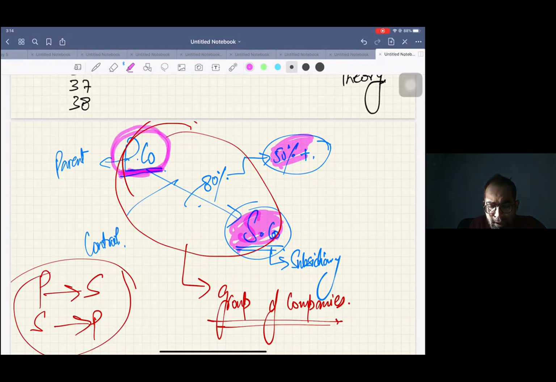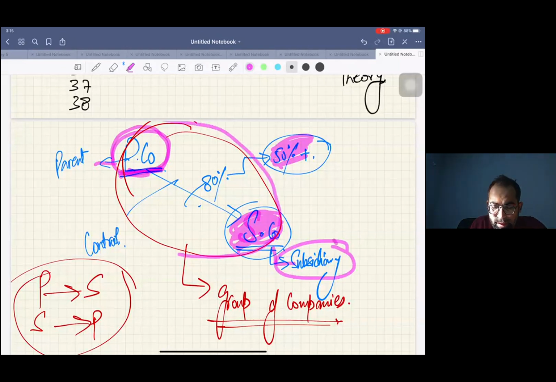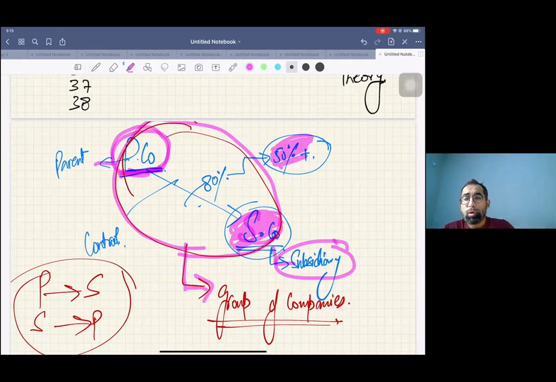Now P company is called parent, this S company is called subsidiary company, and their combination is called group of companies. This is very common now in this world, that there are many entities. They are parent companies and they hold different subsidiaries. Even this is also possible, that parent company is in one country and the subsidiary company is in another country. This is very common nowadays.